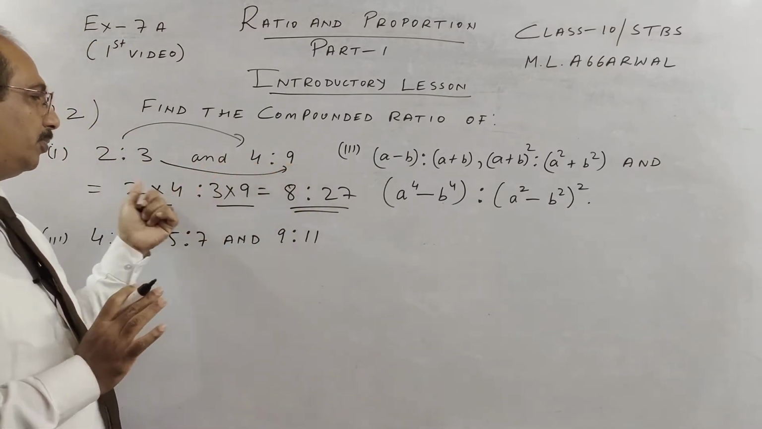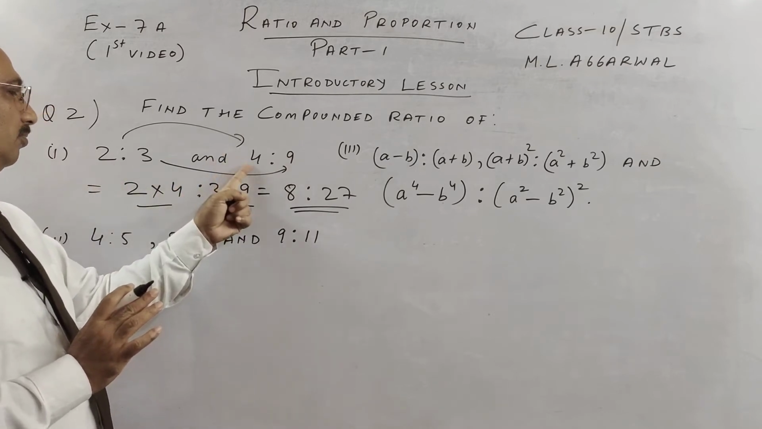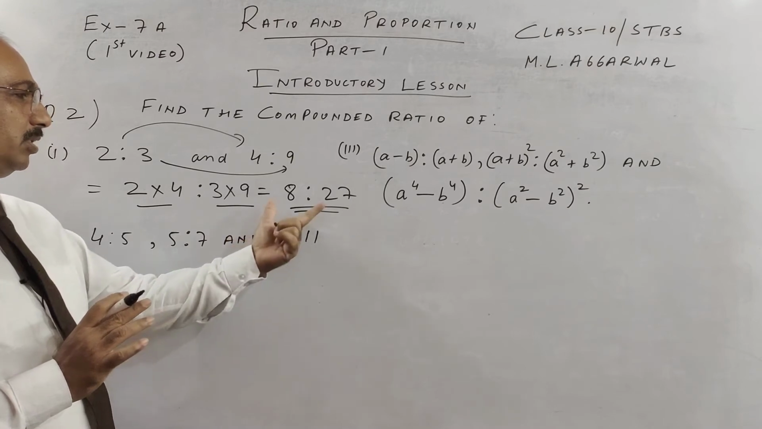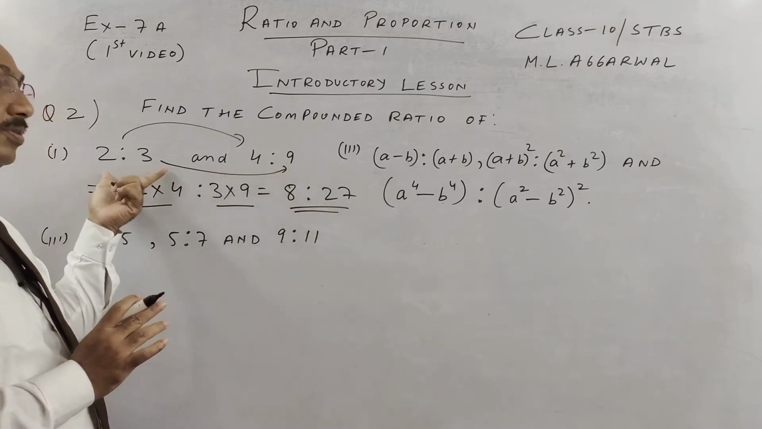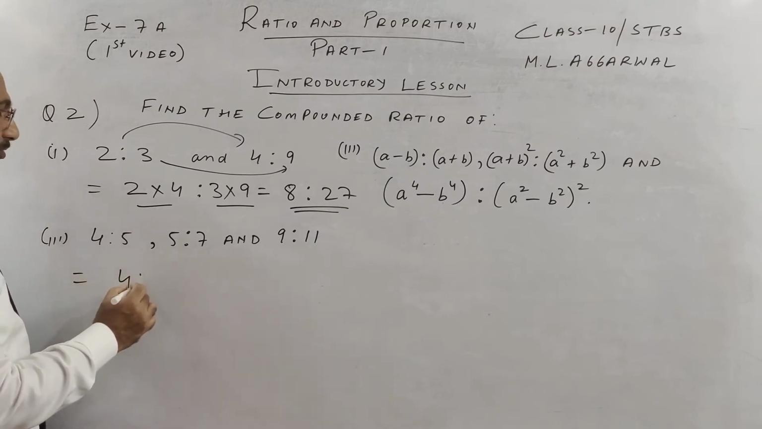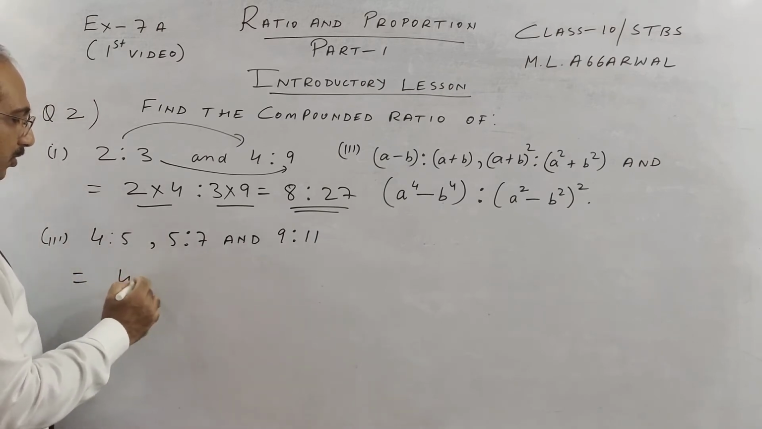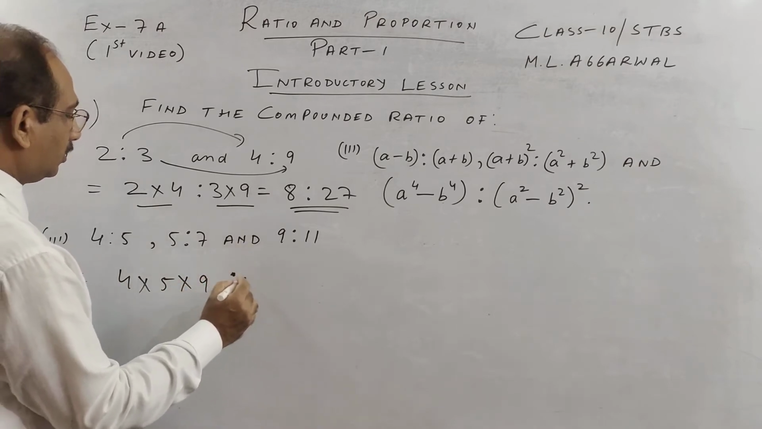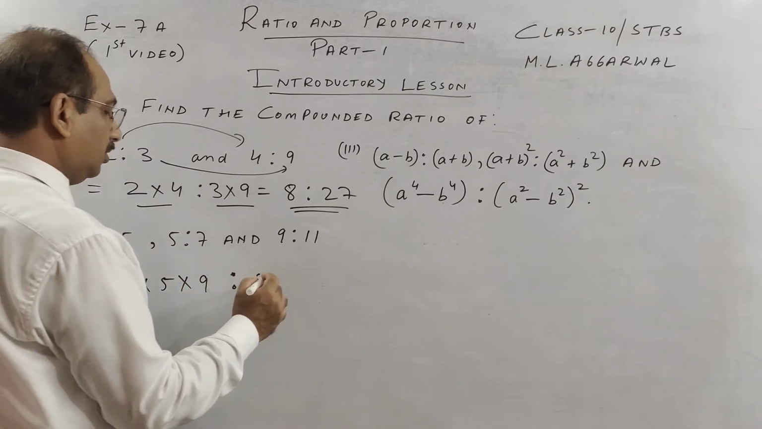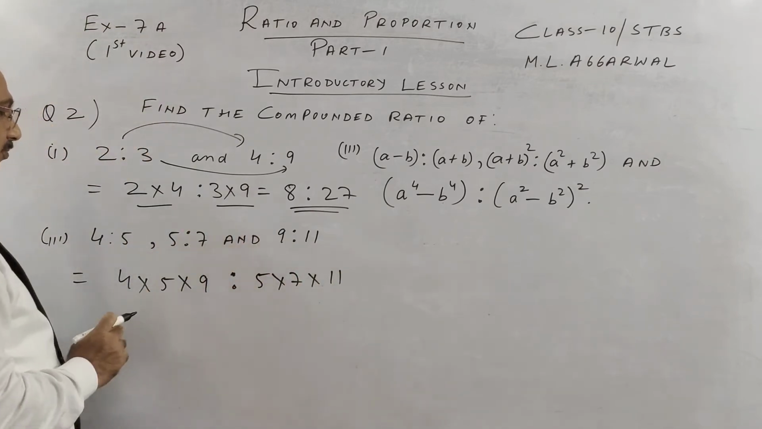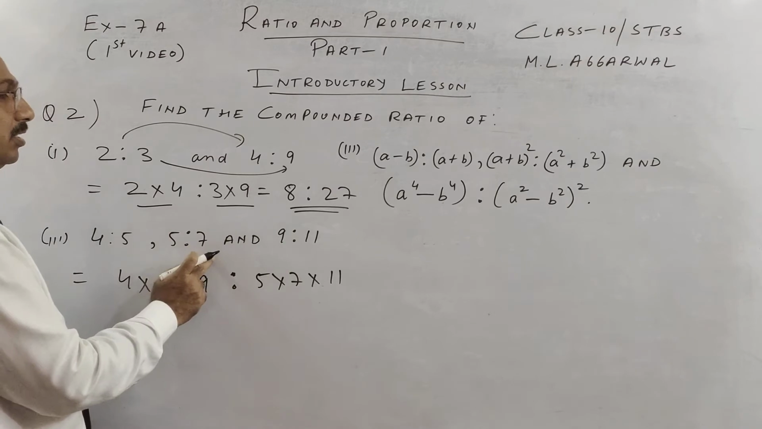Don't get confused. Compounded ratio is first term with the first term, and second term into second term, but this is neither equal to this nor equal to this, so they are not equal ratios, children. So if you have three ratios, first with first, don't write the ratio, all the first terms you multiply is to all the second terms you multiply. Okay, so first terms: 4, 5, 9, and second terms: 5, 7 and 11.